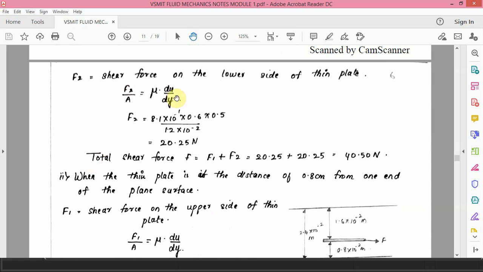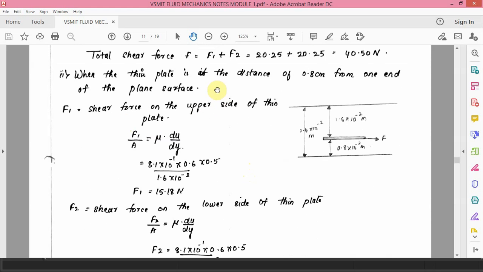Then F2 is the shear force on the lower side of the thin plate, that is F2 upon A is equal to mu into du by dy. Therefore, F2 is equal to 8.1 into 10 raised to minus 1 into 0.6 into 0.5 divided by 1.2 into 10 raised to minus 2, that is 20.25 Newton. Therefore, total shear force F is equal to F1 plus F2, that is 20.25 plus 20.25, that is 40.50 Newton.